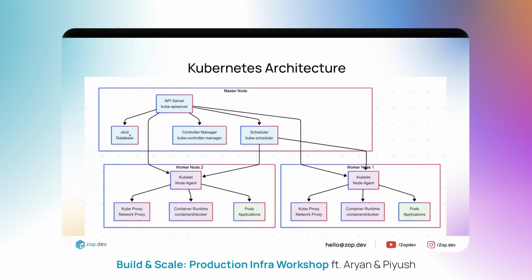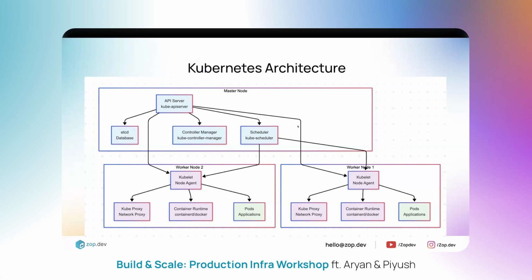Then comes etcd. etcd is a distributed key-value store database which stores the current state of the Kubernetes cluster and its configs. Then we have the controller manager. As I told, deployment is a type of controller. We have multiple controller types, and the controller manager manages how the pod should be deployed and what state the pod should be running in.